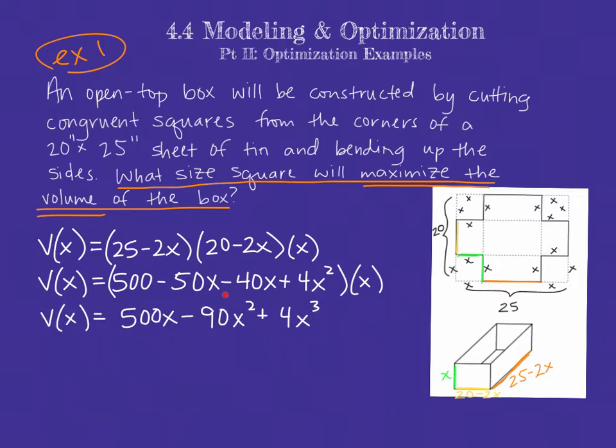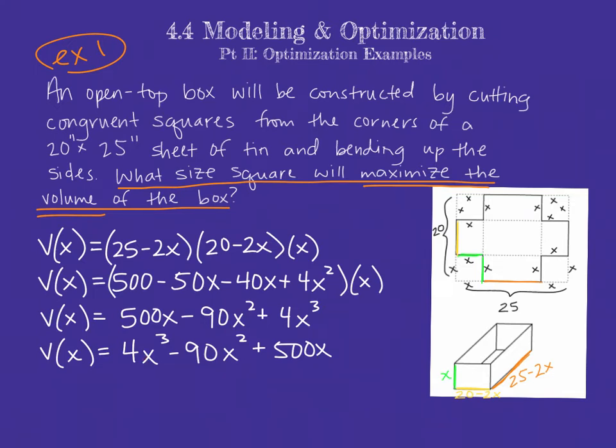So I have combined the minus 50x and the minus 40x to the minus 90x, and then I distributed the x through to all three terms. And then just for my own peace of mind, I like writing polynomials with the term with the highest degree first. So I just arranged the order here.